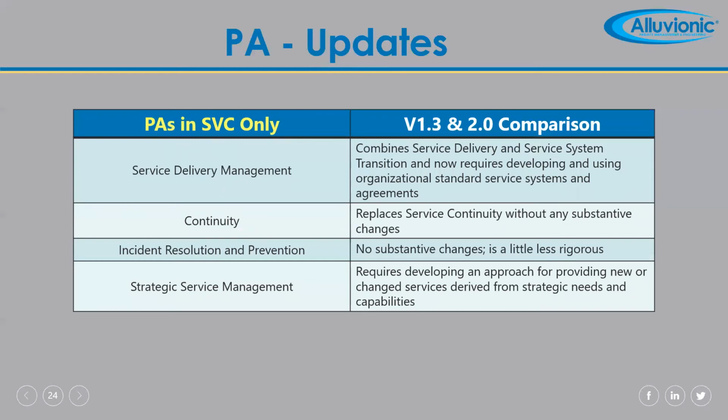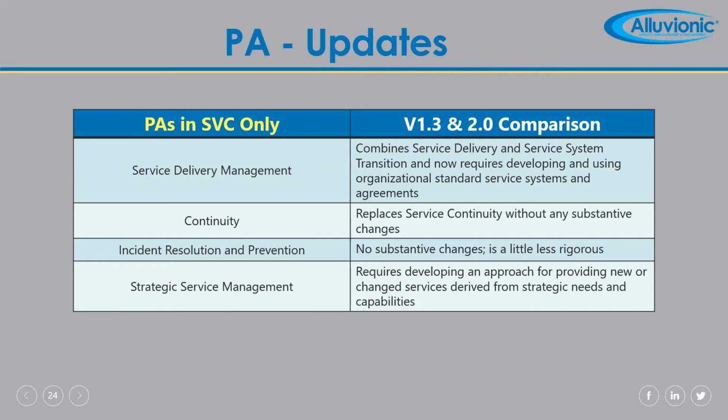So those are the only two in dev. And then as Floyd pointed out when he was talking about how many there were, there were 24 practice areas for services. Here are the service ones. Service delivery management, which combined service delivery and service system transition, now requires you to develop and use organizational standard service systems and agreements. So there have to be these standards, and when you come up with your service system and your service agreements, in terms of your contracts, they have to be based on organizational standard service systems.